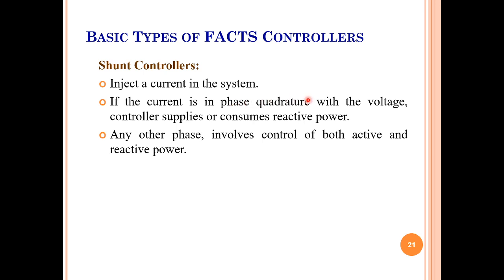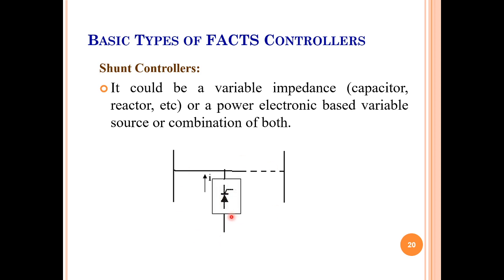Whatever line we are writing here, that is the main thing, that is the reference. If the current is in phase quadrature with the voltage, the controller supplies or consumes which parameter? Reactive power. Any other phase involves control of both active and reactive power. Shunt means inject current. Don't forget that thing. And don't forget to write this diagram also.